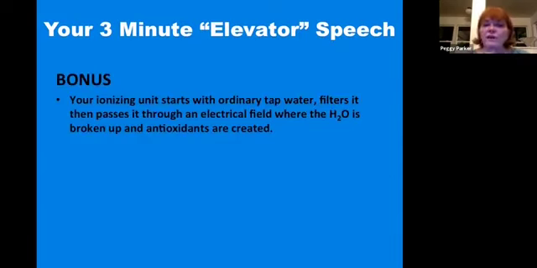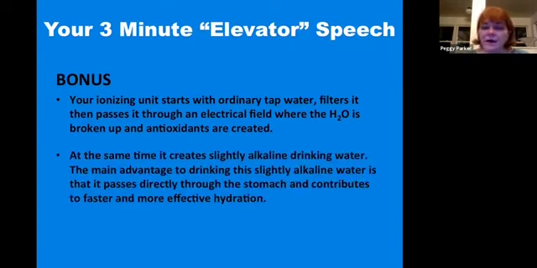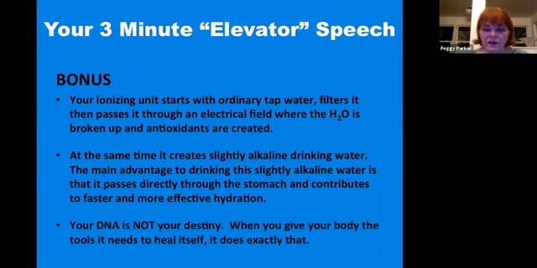Your water ionizing unit starts with just ordinary tap water. It filters it, and then it passes through an electrical field where the water is broken up and some antioxidants are created. At the same time, it creates slightly alkaline drinking water. The main advantage to drinking that slightly alkaline water is that it passes directly through the stomach and contributes to faster and more effective hydration.